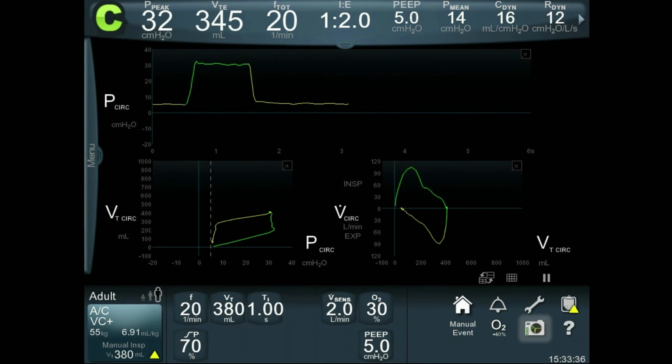Moving on to another patient, and this patient has severe hypoxic respiratory failure, usually called ARDS, acute respiratory distress syndrome. The patient has very poor lung compliance, as you can see from the dynamic compliance of 16 and the very, very non-compliant volume pressure curve. But what I want you to focus on is the pressure waveform.